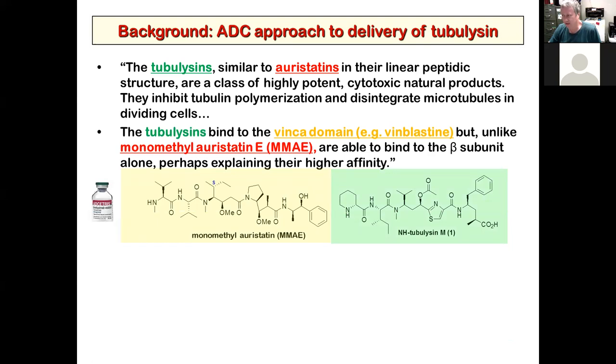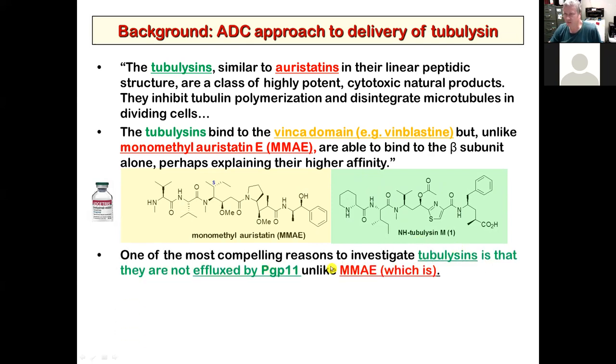And they're going to basically focus this paper on a tubulysin antibody drug conjugate. One of the most compelling reasons to investigate tubulysins is they are not effluxed by PGP, unlike MMAE, which is. That is a huge deal, right? What's PGP? Anybody remember PGP?